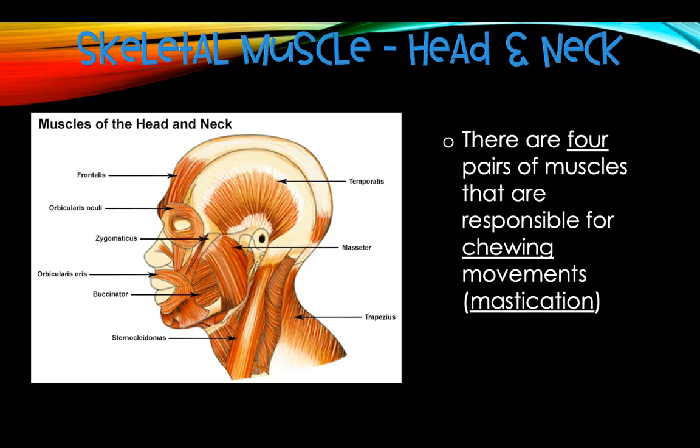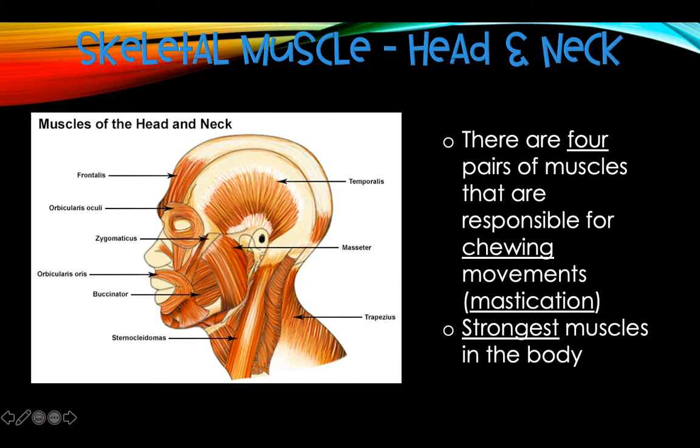There are 4 pairs of muscles that are responsible for chewing movements. So when you chew, it's also called mastication. There are 4 muscles in charge of this. And those, for their size, are the strongest muscles in the body. So the muscles that do that are your masseter, your sternocleido-something, and then there's a couple other ones like your buccinator. And then there's another muscle, and I can't remember its name. It is early in the morning, guys. But those ones help with those. So those are relatively short and small muscles.